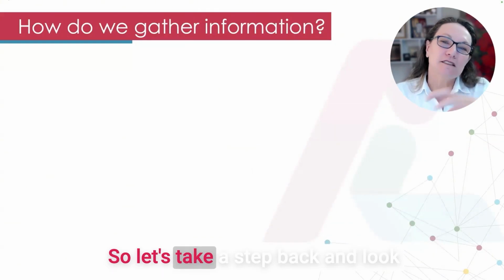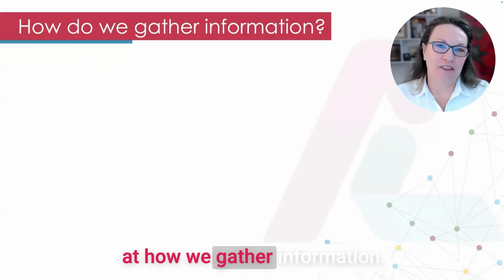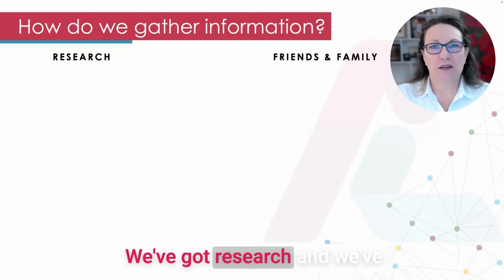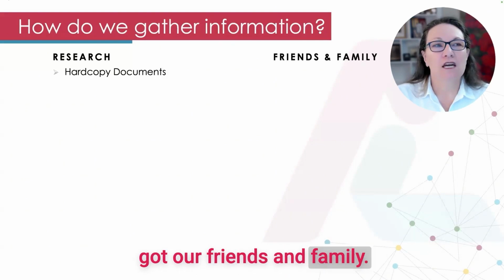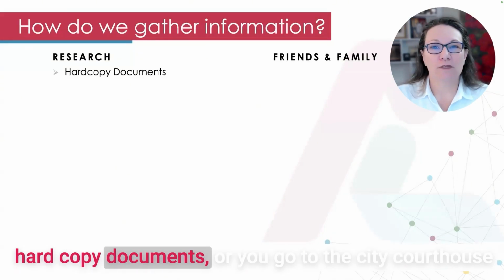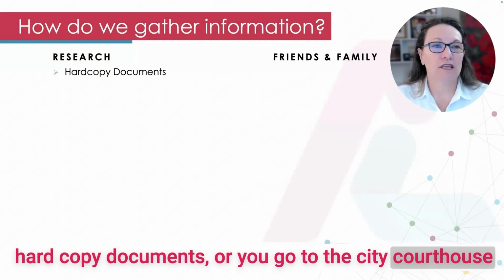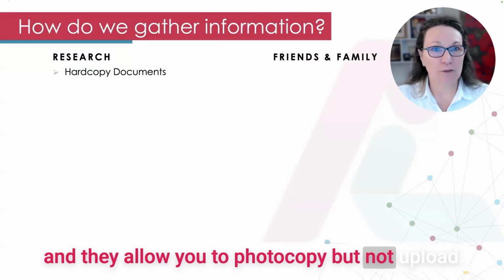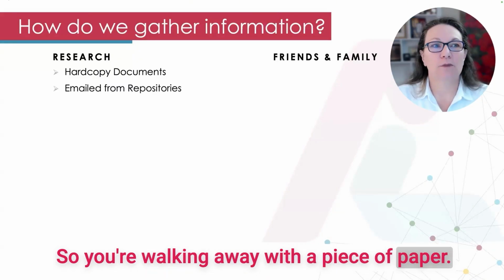So let's take a step back and look at how we gather information. There are really 2 ways. We've got research and we've got our friends and family. So research, maybe we inherited a whole bunch of hard copy documents, or you go to the city courthouse and they allow you to photocopy but not upload. So you're walking away with a piece of paper.